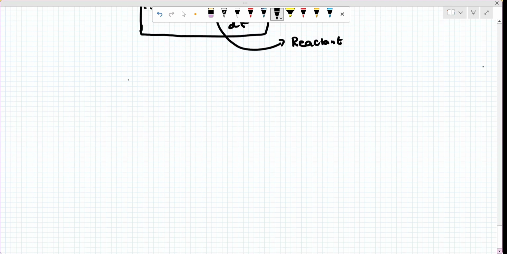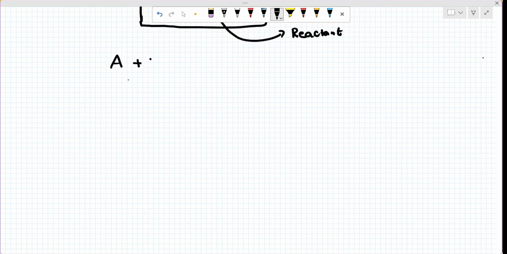Now take the reaction A plus B gives C. Now what is the rate of reaction? Tell me, students. Rate of reaction.